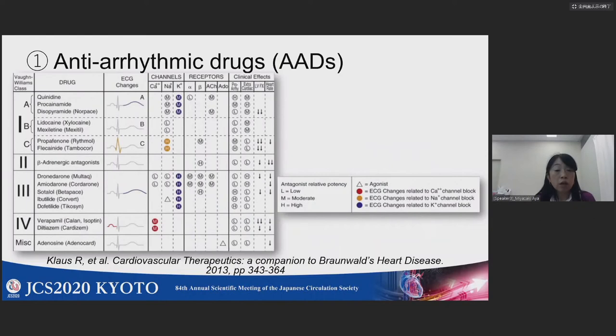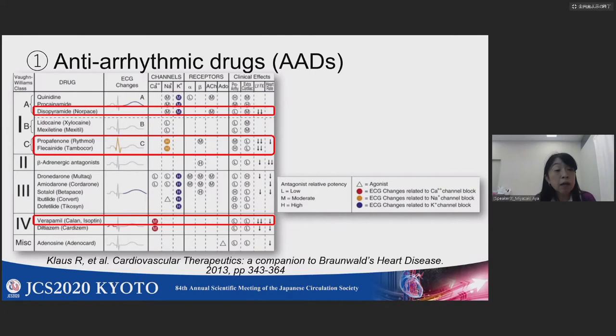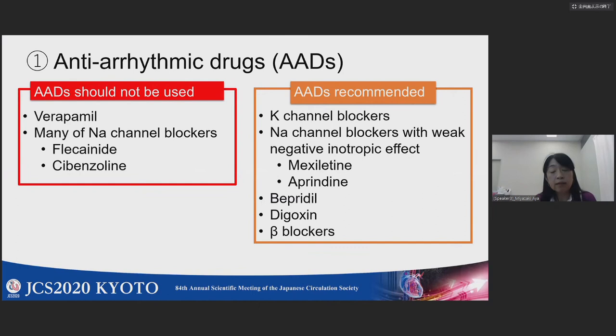This is a table showing the anti-arrhythmic drugs according to the Vaughan Williams classification and the Sicilian Gambit classification. Many class 1 drugs such as disopyramide, propafenone, and flecainide, and calcium channel blockers such as verapamil, have a strong negative inotropic effect. So AADs that I can recommend are potassium channel blockers, sodium channel blockers with weak negative inotropic effect, bepridil, digoxin, and beta blockers.